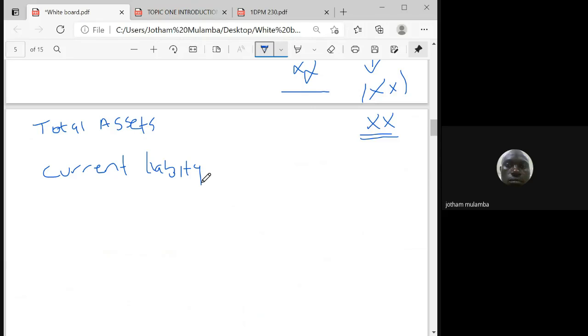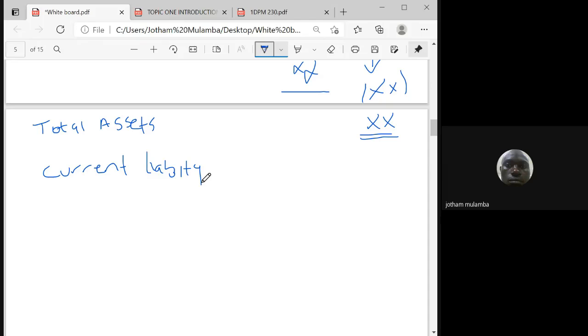Which type of loans? Not all loans are current liability. Talk of bank overdrafts. Yeah, bank overdrafts, those are current liabilities. Another one? Georgina? Accounts payable. Yes, accounts payable.